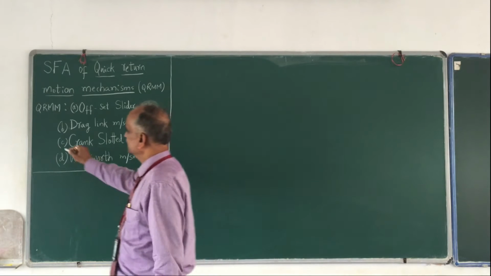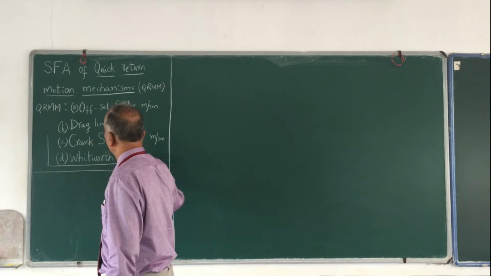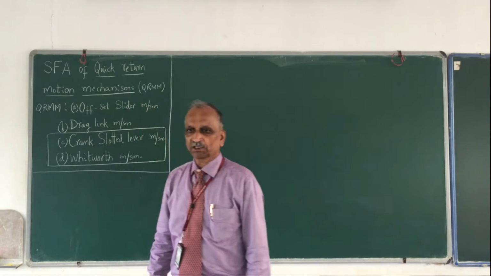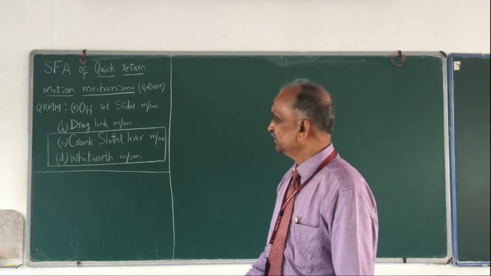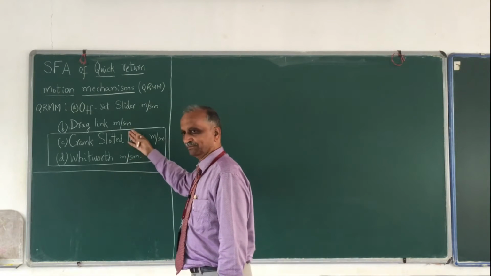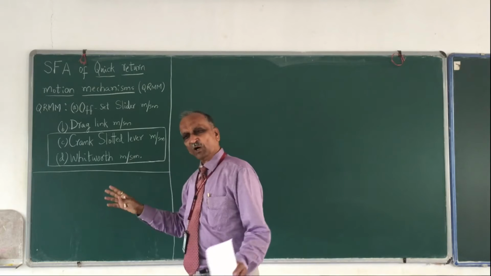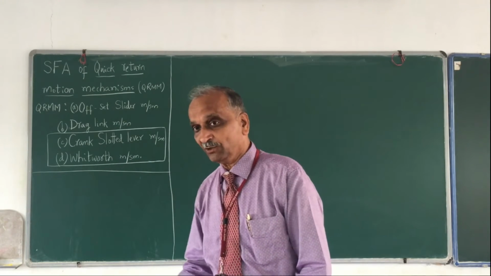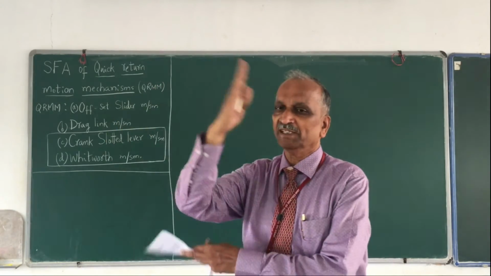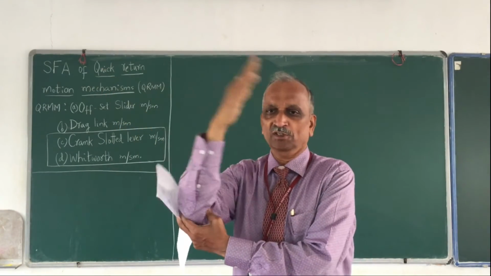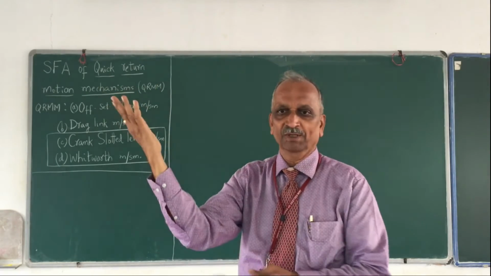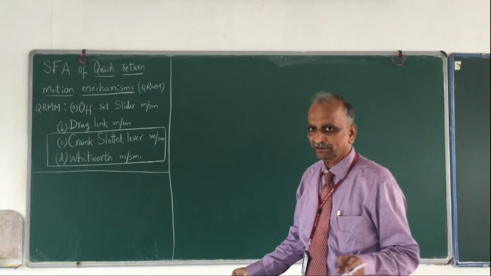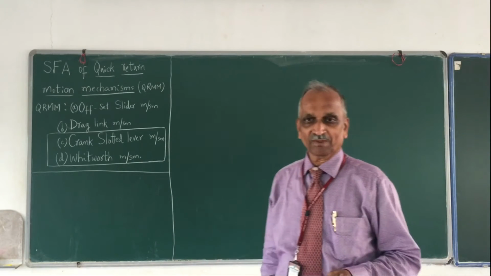These are the ones we need to discuss: the crank and slotted lever quick return motion mechanism, and the other one is the Whitworth mechanism. The Whitworth mechanism also has a slotted link. I don't call it a lever. A lever is basically something which oscillates like this. A lever is a link which does not undergo a complete 360 degrees rotation.